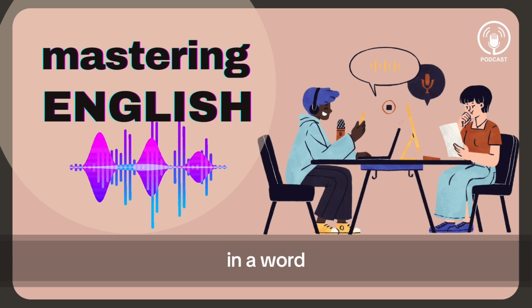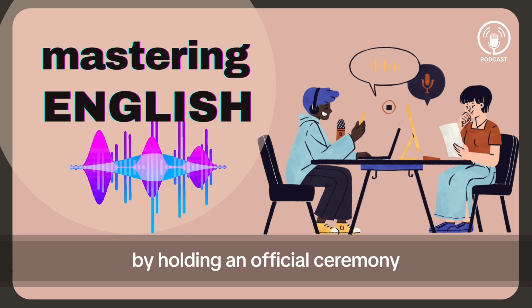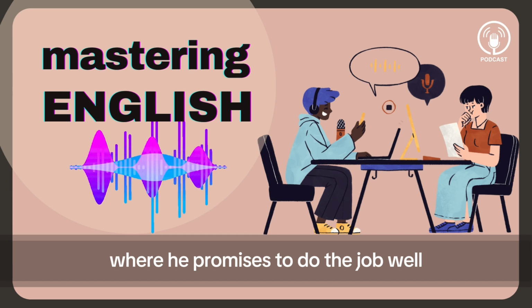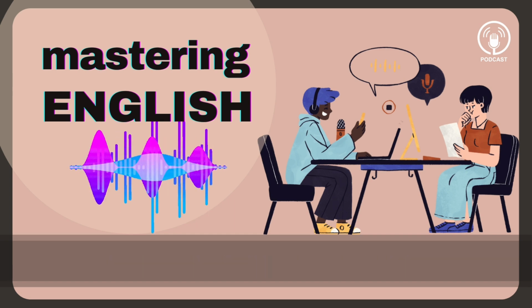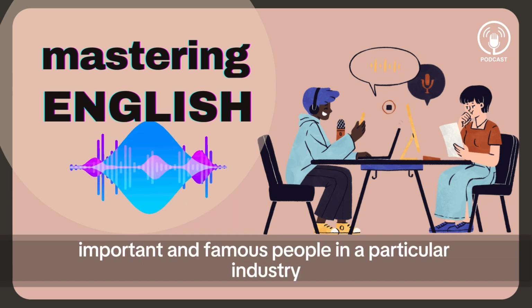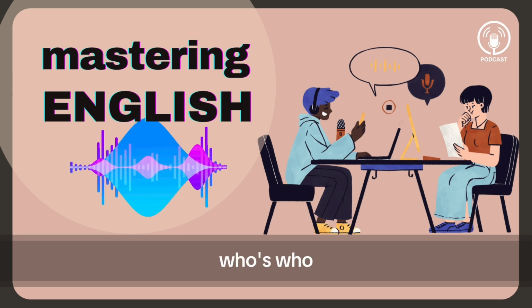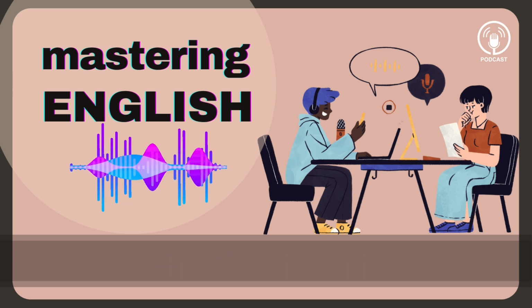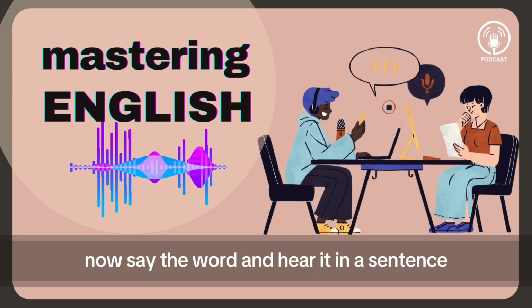To describe it in one word. In a word. Place someone in a new position by holding an official ceremony where he promises to do the job well. Swear in. Important and famous people in a particular industry. Who's who. To describe it in one word. In a word. Be remembered. Go down in history. Now say the word and hear it in a sentence.